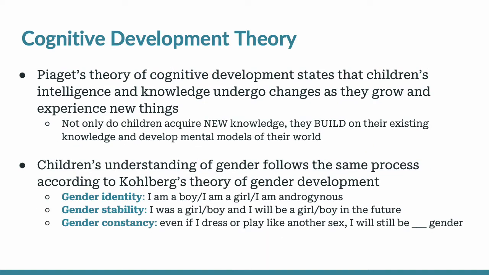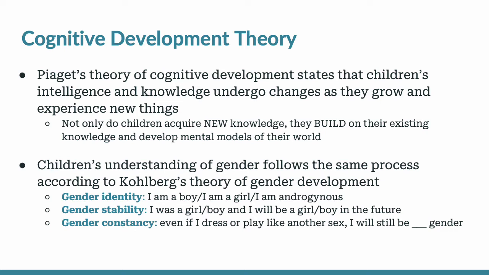Next up is cognitive development theory. This is Piaget's theory of cognitive development, which states that children's intelligence and knowledge undergo changes as they grow and experience new things. Not only do children acquire new knowledge throughout development, but they build on their existing knowledge and developmental models of their world. Children's understanding of gender follows the same process according to Kohlberg's theory of gender development.